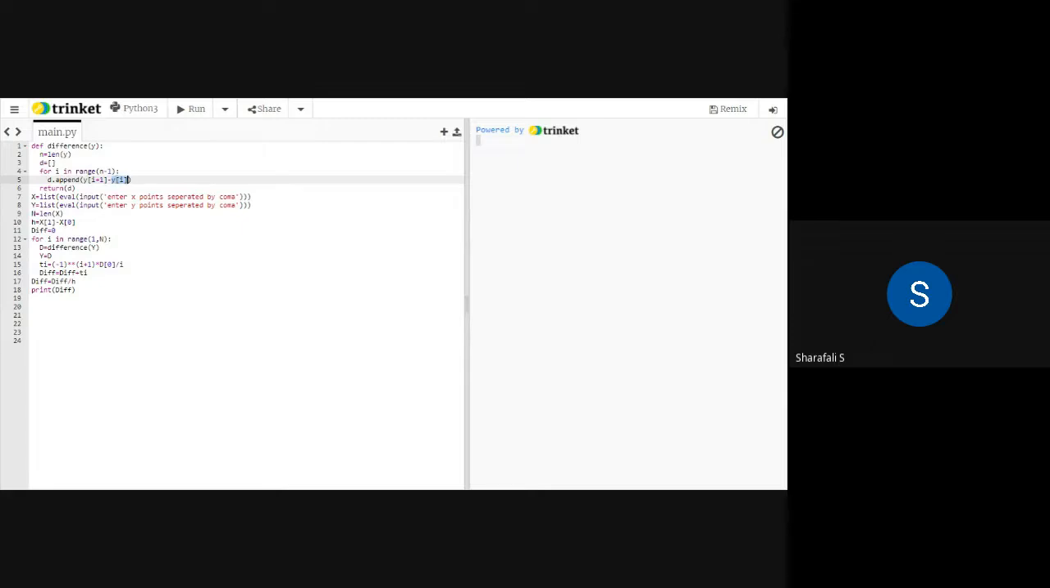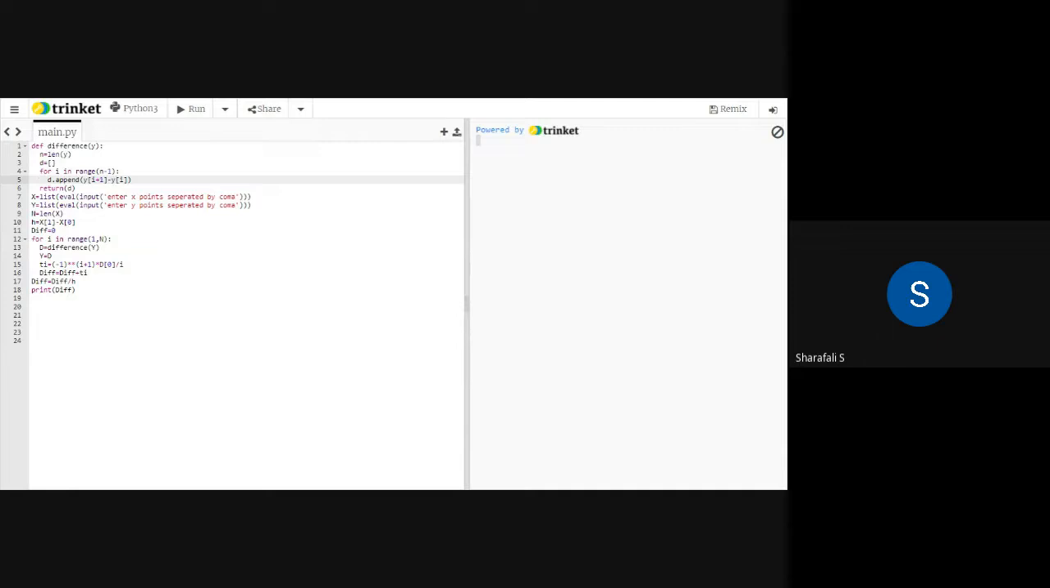It will run again and append to this list, so the second value will be appended. Again it will check whether i has reached its limit. No, it has not yet reached the limit, so i will become 3. Again it goes to this step and calculates y of 3 minus y of 2. Sorry, i equal to 2 in this case, and it is calculated as y of 3 minus y of 2.